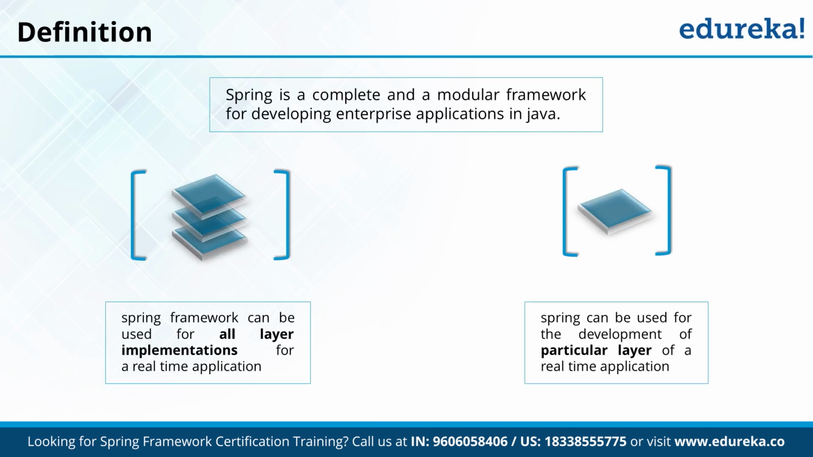When we talk of Spring as a framework, it's a Java framework, but it is an enterprise edition Java framework. What is meant by enterprise edition? Whenever we are writing applications for enterprises, take an example of an enterprise: Amazon is an enterprise, Google is an enterprise. When we are supposed to solve the problems associated with enterprises, we use the Spring framework. Spring framework can be used for all the layer implementations of a real-time application.